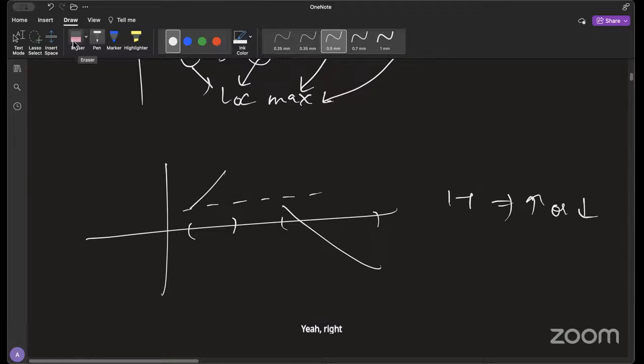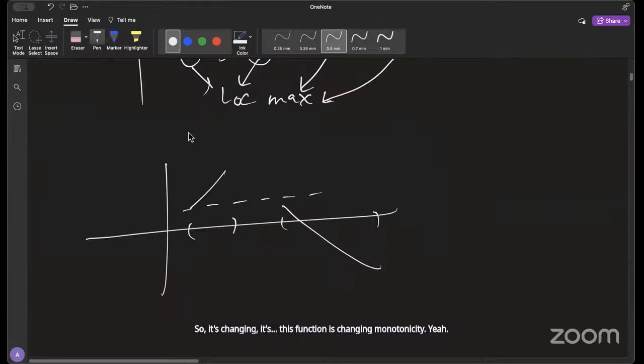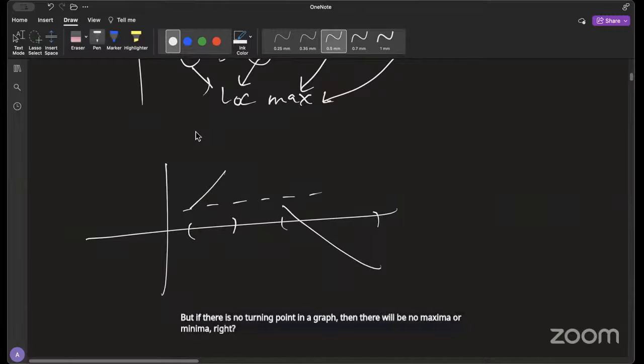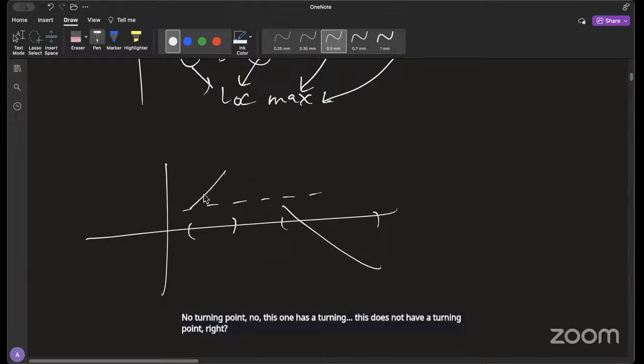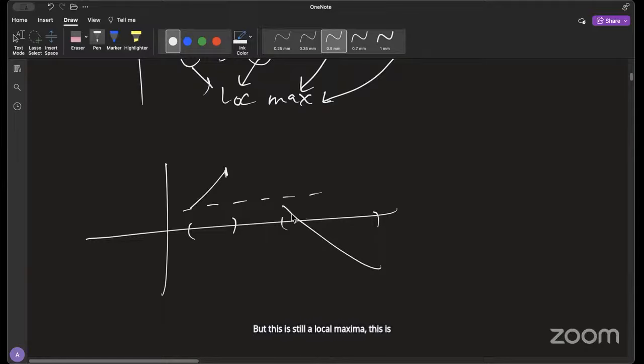Yeah, right. It's changing, but the function has monotonicity. But if there is no turning point in a graph, then there will be no maxima or minima, right? Where's the turning point here? But this is still a local maxima. This is a local maxima. This is also a local maxima. This is a local minima. This is again a local minima. Right? Got it now. Endpoints also count.